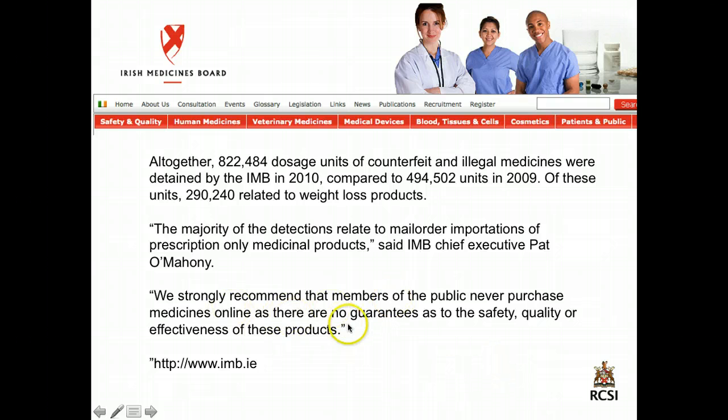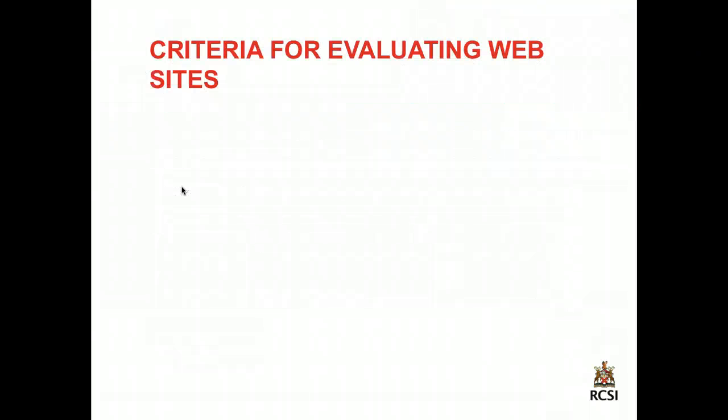That's a very strong and plain message, but yet, in a very small country, which Ireland is, 820,000 dosage units were detained. Like everything else, you'd have to worry how many weren't detained and ended up being used by people in Ireland.